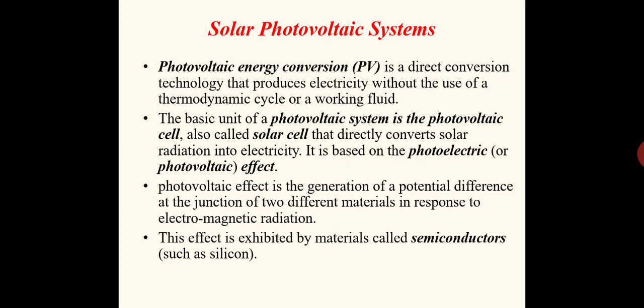So there should be a combination of two different materials, and solar radiation, electromagnetic radiation, should also be there. If all this comes together in the desired condition, then a potential difference is created at the junction, and this causes the production of voltage or electricity. This effect is exhibited by materials called semiconductors, and an example of a semiconductor producing this effect is silicon.